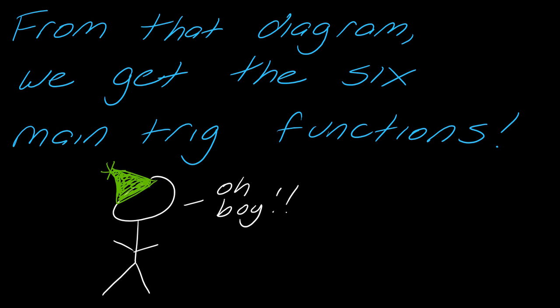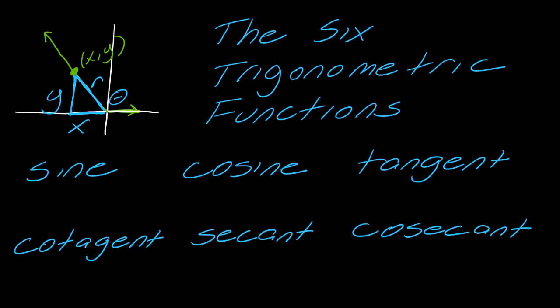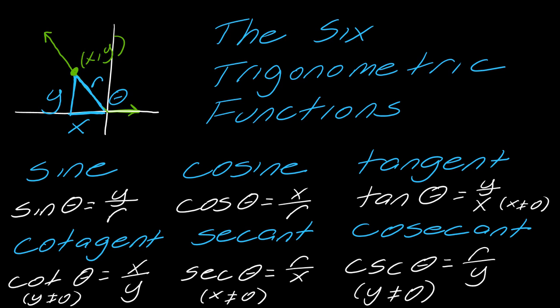So from the picture that we just drew, by creating our right triangle and by having that angle theta, we get the 6 main trig functions. So I'll just show you what they are. Sine, cosine, tangent, cotangent, secant, and cosecant. So these are a big deal in a trig class, and each one has its own relationship between theta and the sides of the right triangle that we created. So let me show you how we define those relationships.